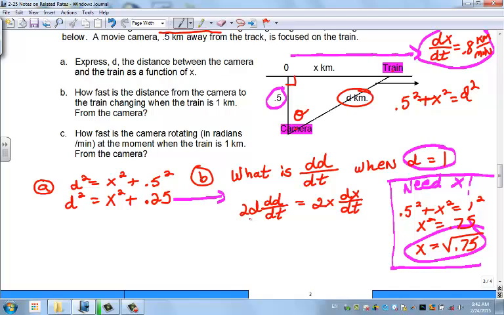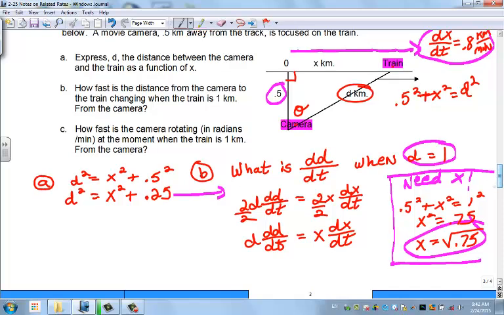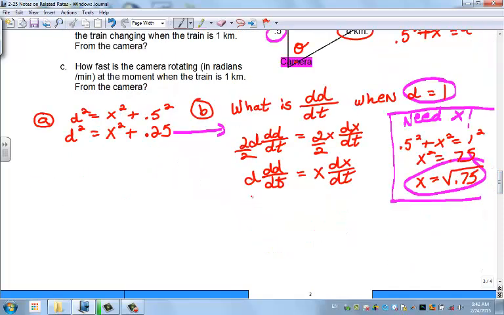All right, so before we even get started on this, what we could do is divide the whole equation by 2. So let's do that first. So we get d times dd/dt equals x times dx/dt. Now we'll plug them in. So d is equal to 1. dd/dt is what we're trying to find. x is equal to radical 0.75.